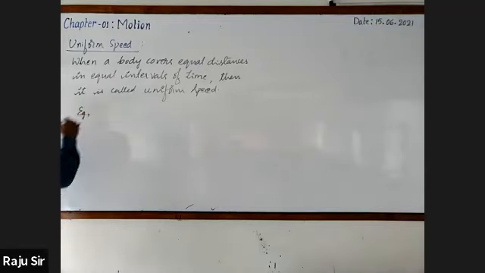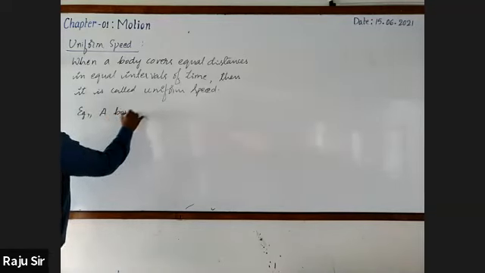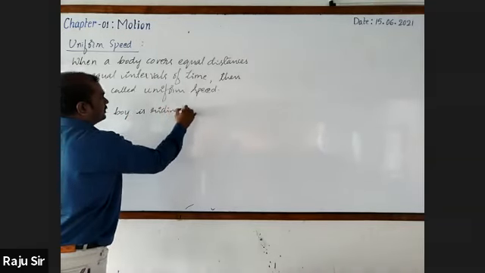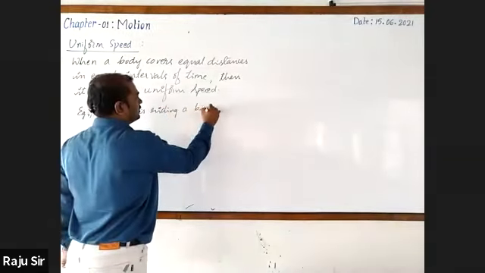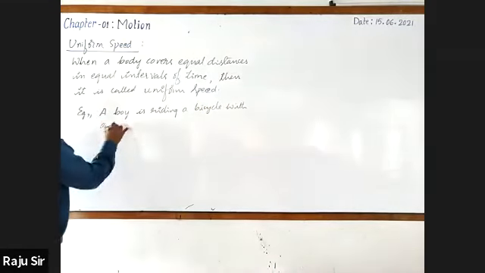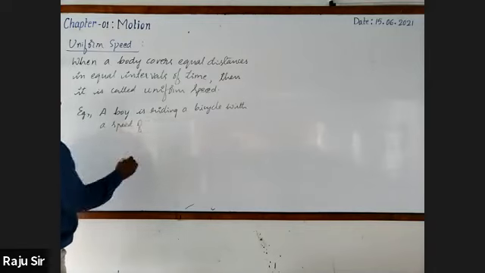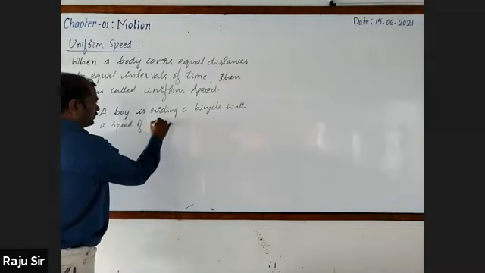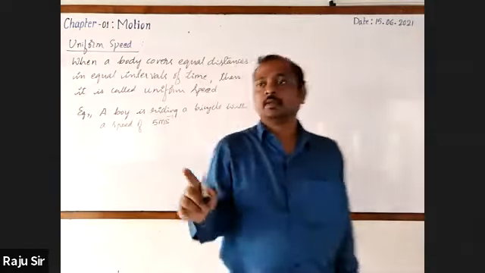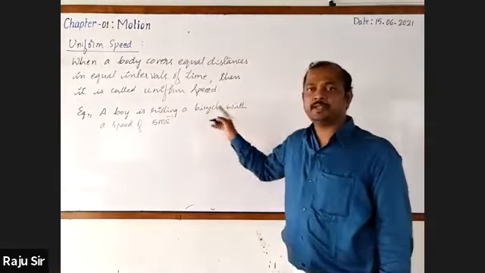Example, a boy is riding a bicycle with the speed of 5 meters per second. Means he is covering 5 meters in every second.